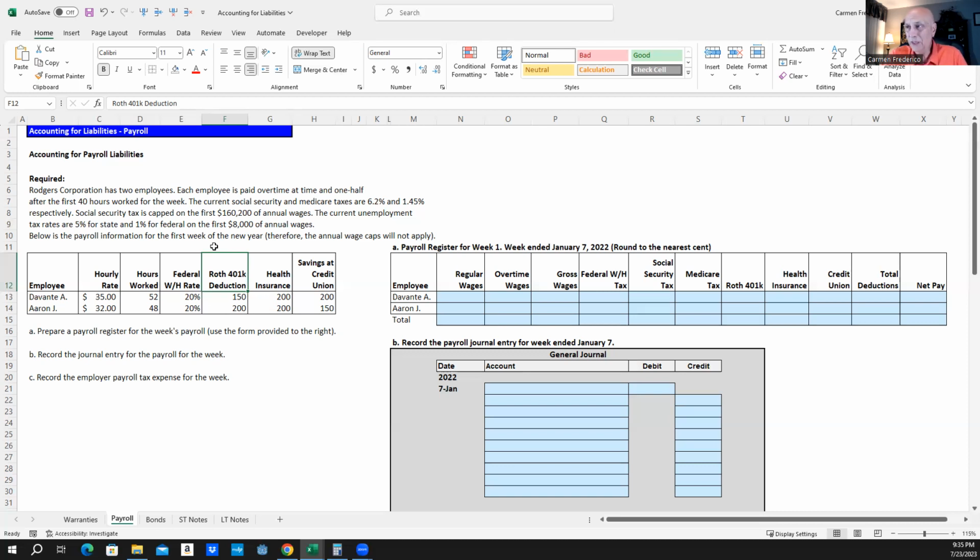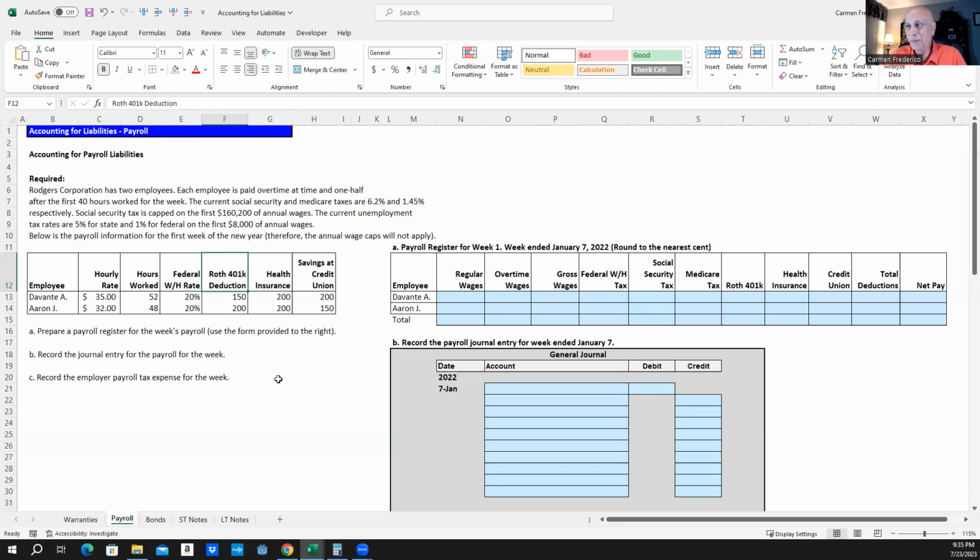So then if you can conceivably, let's say you had 4 jobs for the year, every company you go to is going to start day one up until $8,000 paying into the Social Security, the unemployment agency, the 5% for state and 1% for federal.